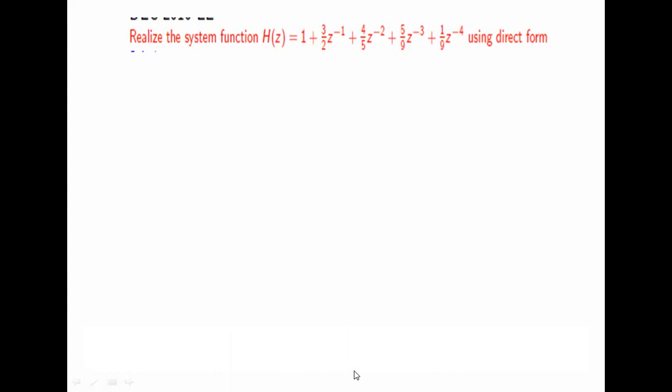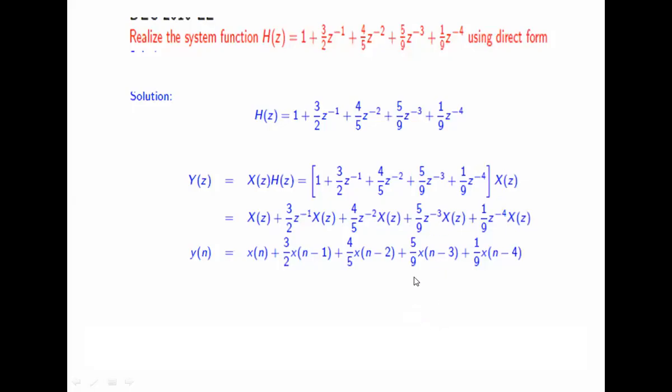Can you solve this? Yes, sir. You please try on this. Let's give some time. Okay, after solving this, you should get this equation. Same equation you are getting? Yes, sir. Same equation. Okay.